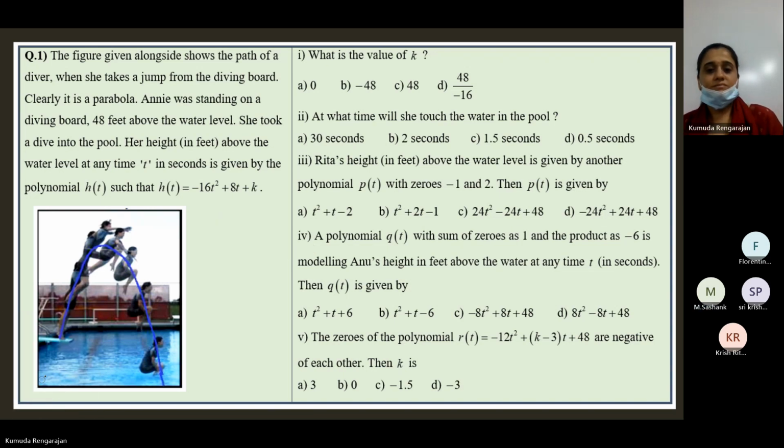Then next one, another person, Rita, her zeros were given. So using the zeros, you should find the polynomial. And her polynomial is called P of t. How did we find her polynomial using the zeros? We used the zeros to find the factors. So if minus 1 is a zero, t plus 1 is a factor. If 2 is a zero, t minus 2 is a factor. Take the opposite sign. And the product of the factors into k will give you Rita's polynomial, which is P of t. Then again, we had to find the value of k.